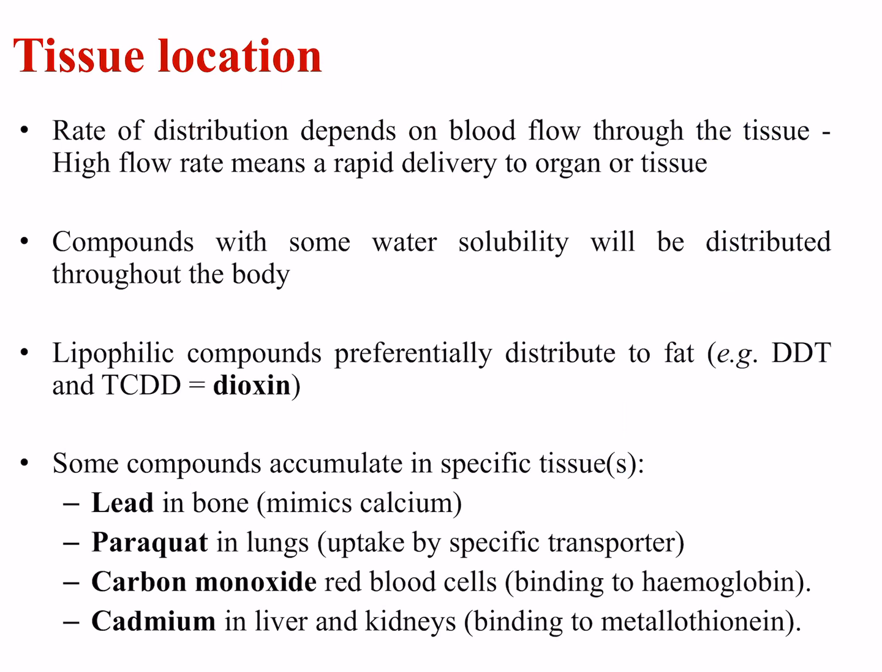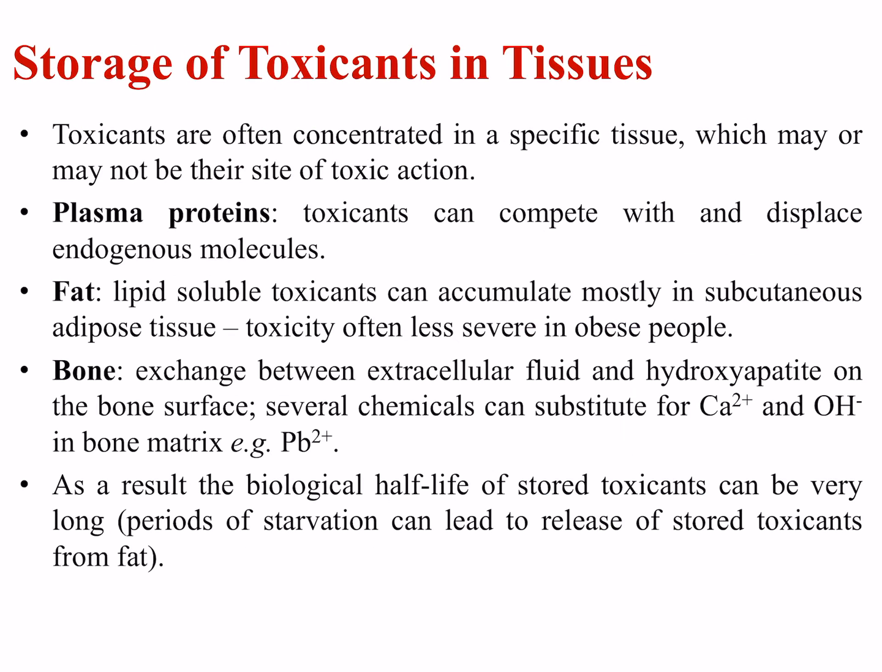Other compounds accumulate in specific tissues, for example, lead in bone because it mimics calcium, paraquat in the lungs because there is uptake by a specific transporter, carbon monoxide in red blood cells because it's able to bind more preferentially to hemoglobin than oxygen, cadmium in the liver and kidneys because it binds to a specific protein called methallothionein. Toxicants are often concentrated in a specific tissue, which may or may not be their site of toxic action.